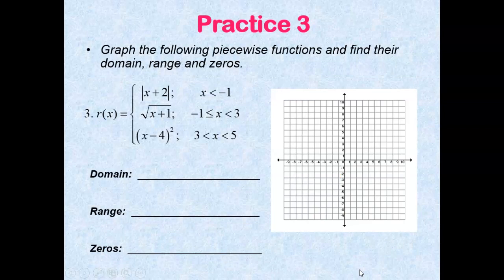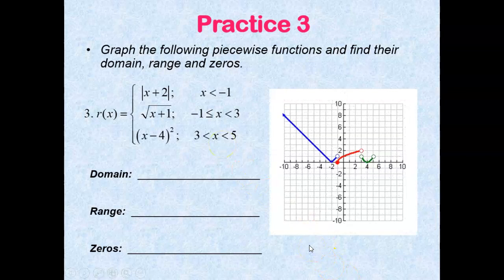Okay, the last one, practice problem 3. We have an absolute value function that shifts to the left 2, a square root function that shifts to the left 1, a quadratic function that shifts to the right 4. So you're only going to see less than negative 1 for the absolute, between negative 1 and 3 for the square root, and between 3 and 5 for the quadratic, paying attention to those endpoints. So it's going to look something like that.